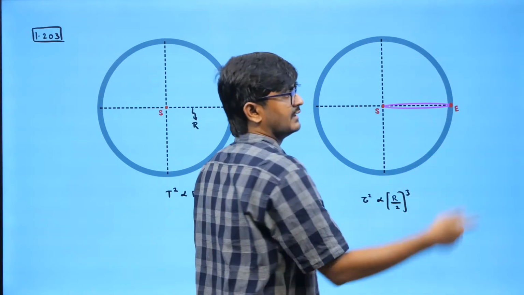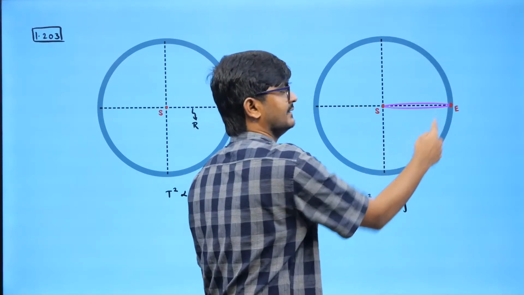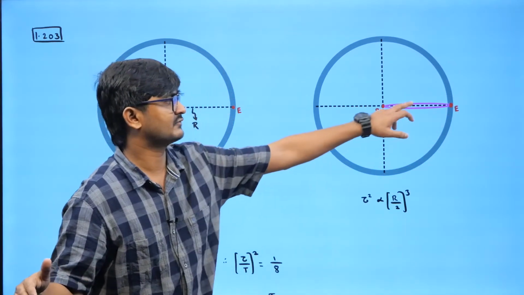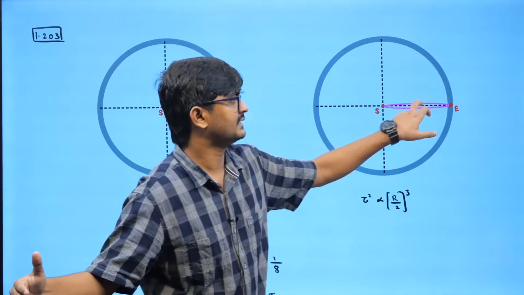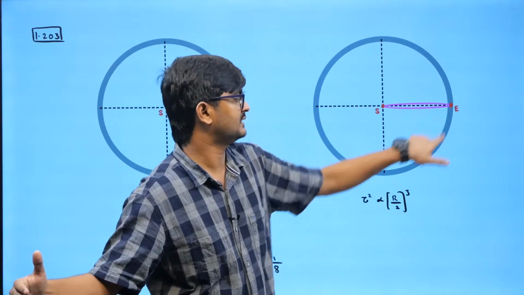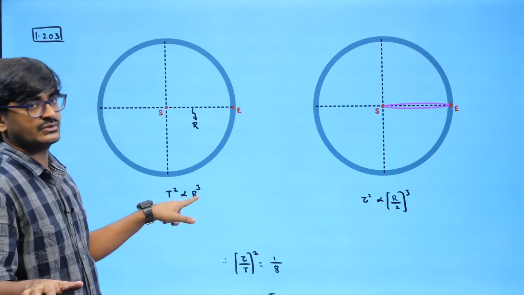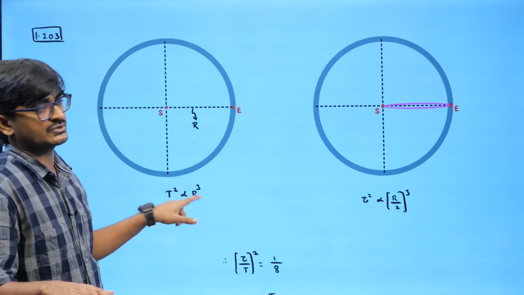So I will be going with this line, I am seeing it as an ellipse. That's the only thing. So for this ellipse, what is the total time period? That time period square will be proportional to that semi-major axis cube. Semi-major axis is how much? R by 2, whole cube. But what was the time period here? Time period square will be proportional to R cube.